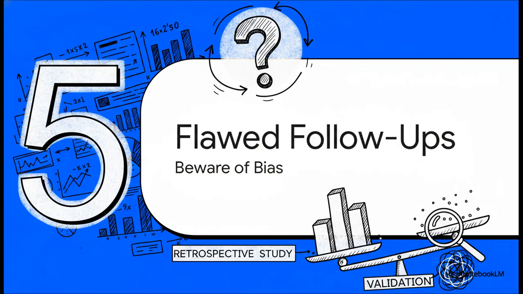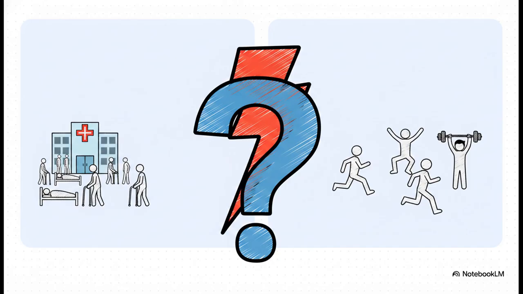Section 5. Flawed follow-ups and bias. So our rigorous trial is complete, but the scientific process never really ends. A separate research team decides they want to validate our findings in a totally different clinical environment using a retrospective case control study. But as we're about to see, good intentions do not always equal good study design.